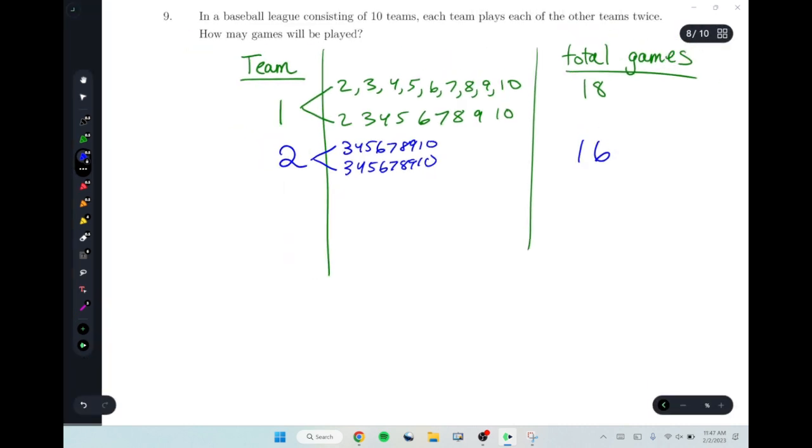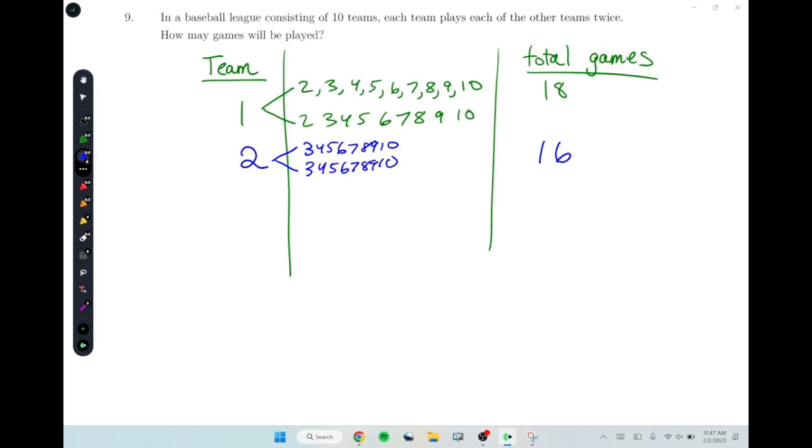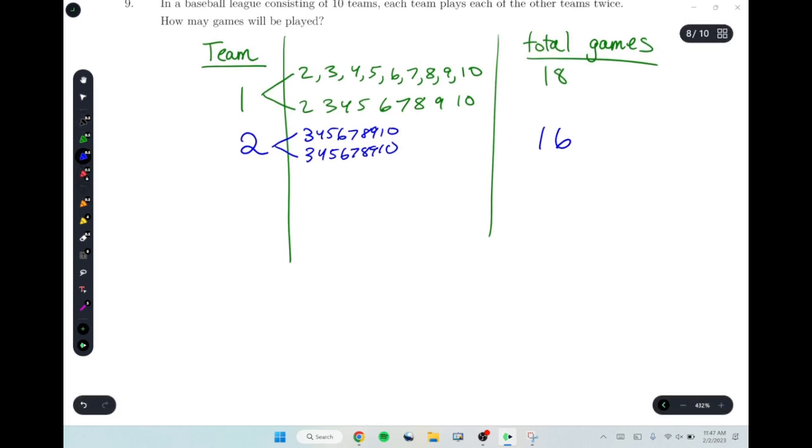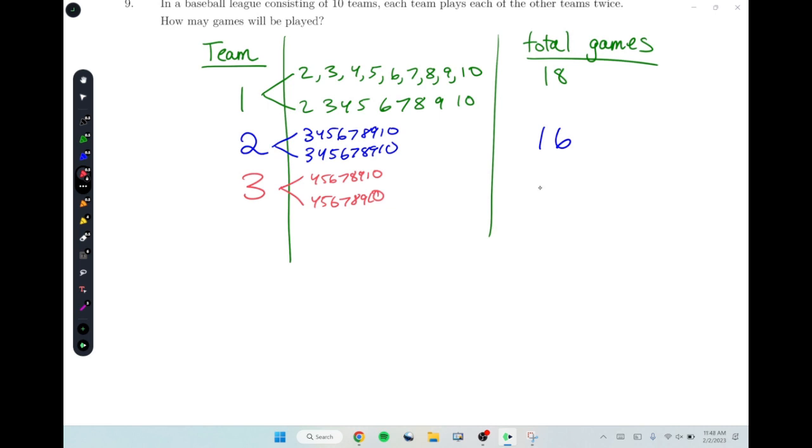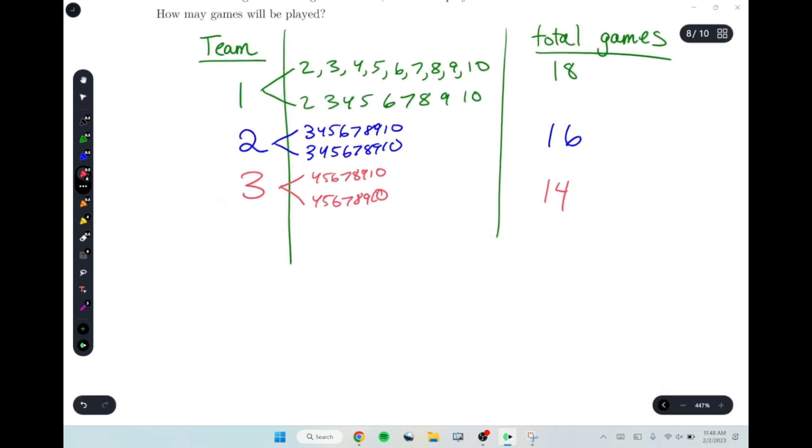Let's do a third one just to be careful. We won't do 10. We'll do 3. But I think we've got our pattern. Red team. Team 3. How many games do they need to play? 4, 5, 6. And how many games is that? I think we could guess without even counting. It's okay. 14? Okay, so we've got our pattern.